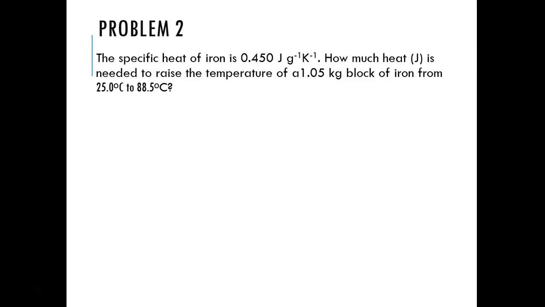Okay, so let's look at another specific heat problem. This gives us the specific heat of iron as well as the mass of a block of iron and a temperature change, and it wants us to calculate heat. So we're going to use Q equals mc delta T.